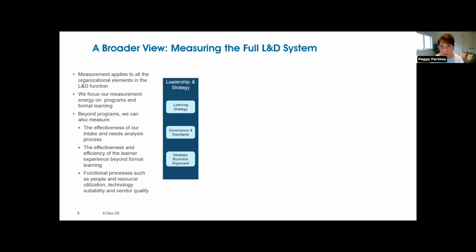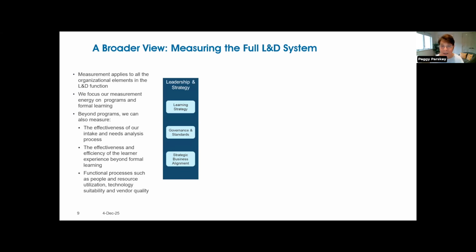It's a functional view. It's not a process view. And it is really just illustrative for what we're talking about here. But you do have a whole segment of L&D that is about leadership and strategy, about what is the strategy of the function? How do we support the business? What does that mean in terms of the things we work on and don't work on? What are the governance and standards?